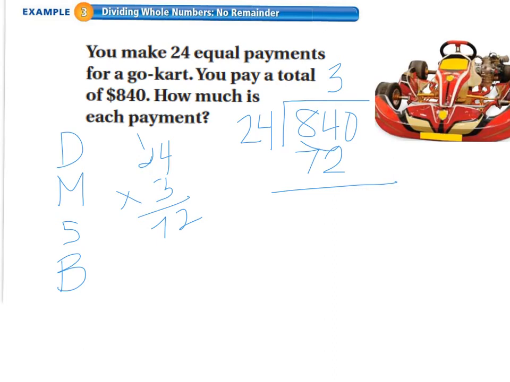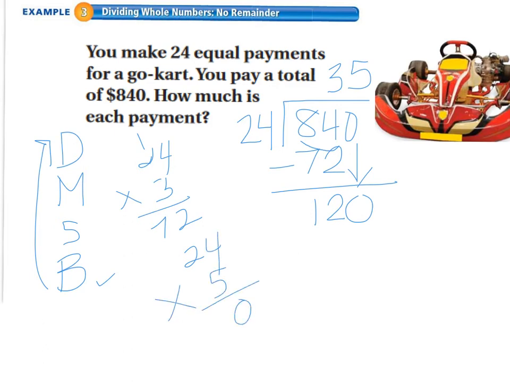The next step is to subtract. 4 minus 2 is 2, and 8 minus 7 is 1. And the last step is to bring down. So I'm bringing down that next number. And then I go back to the top again with my division. 24 into 120, how many groups would that be? I believe 5. 5 times 24.